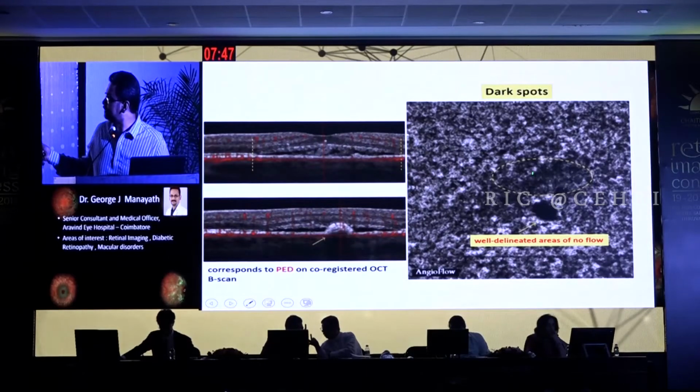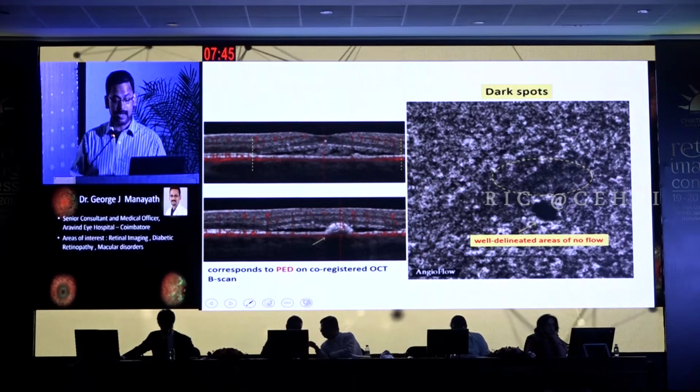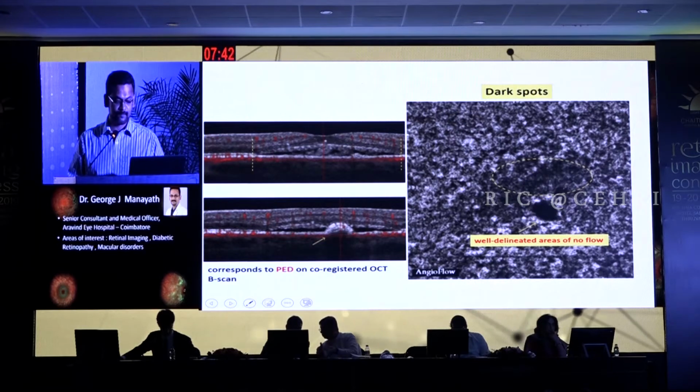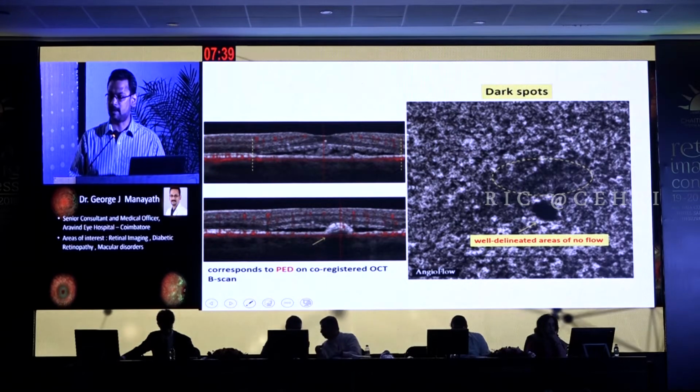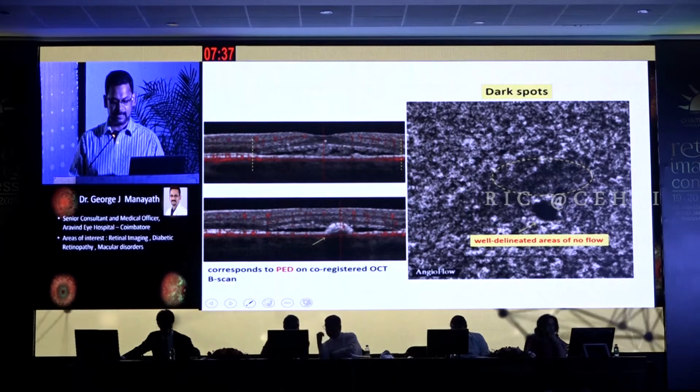So now the described features of OCT angiography in chronic CSR include these ill-defined dark areas which are diffuse and low detectable flow areas. And it has been shown that choriocapillaris attenuation overlies the pachy disease. And most of these dark areas usually correspond to subretinal fluid overlying those areas. And there could be these dark spots which are well delineated areas of no flow, which either overlie the area of RPE hyperplasia or pigment epithelial detachments.